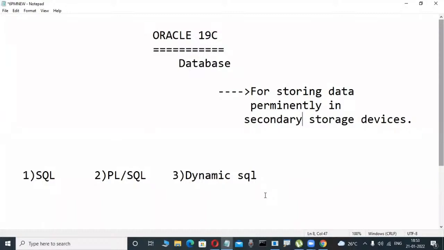ETL developers always need subqueries, joins, materialized views, indexes, partitions, some concepts. OLAP features, rank, dense rank, this type of analytical functions, lag and lead, some analytical functions knowledge is required. And PL/SQL stored procedures.